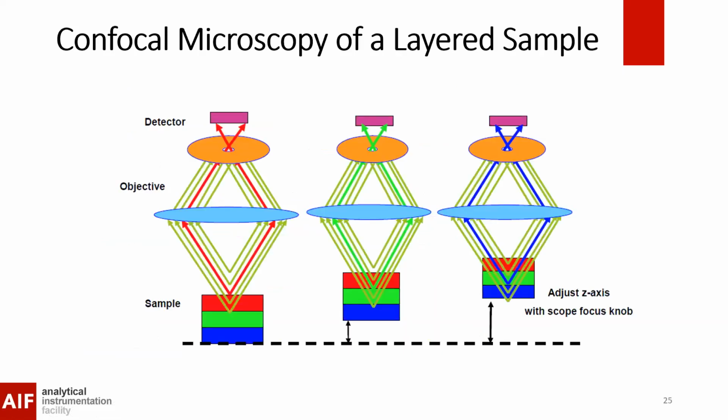As you can see, using the confocal feature, one can focus on different positions of the sample. Only light coming from the focal point can pass the hole, and this is how a depth profile can be obtained. You can gradually adjust the z-axis by moving the scope focus knob, so different positions of the sample can be focused, and the Raman scattering light from that position can go through the pinhole. Then you get the depth information here.